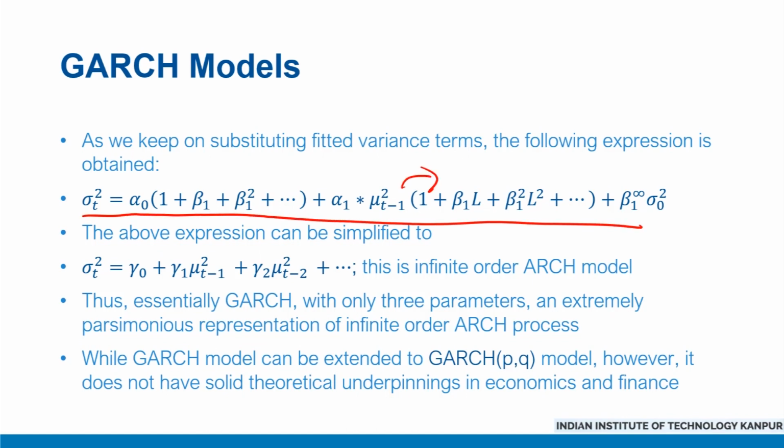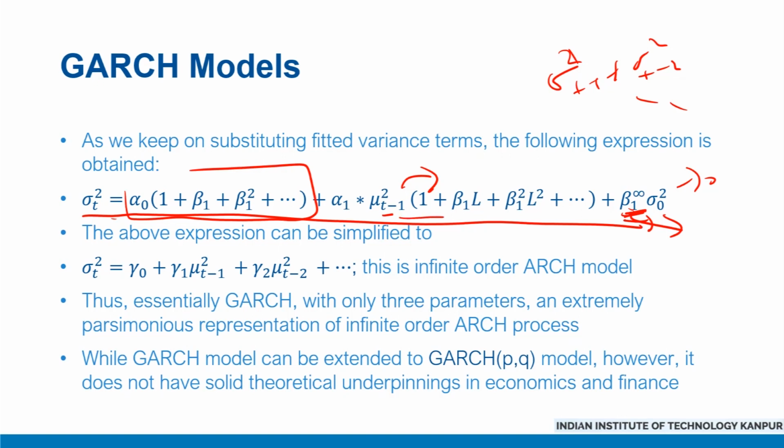As we go on substituting these fitted variance terms, we get this expression. We keep on iterating in terms of mu square t minus 1 and taking sigma square back in time, for example sigma square t minus 1 to sigma square t minus 2 and so on, up to infinitely far back in time. Generally it is assumed that all these coefficients are less than 1, so this term will approach 0. So essentially you get a constant term, and other terms which are functions of lags of mu square t minus 1.